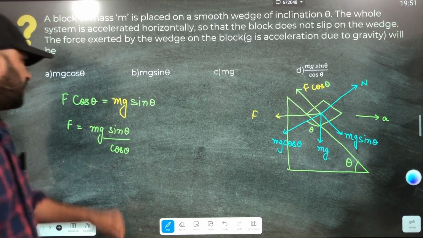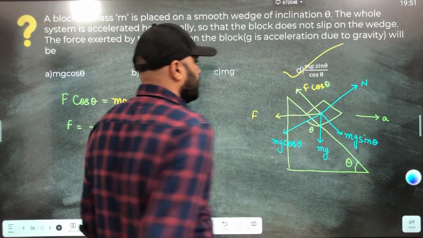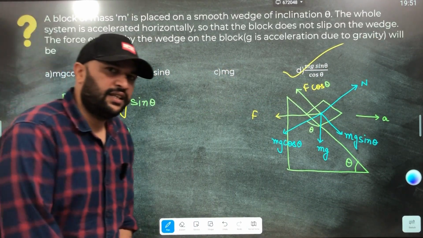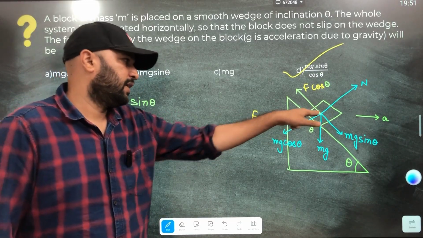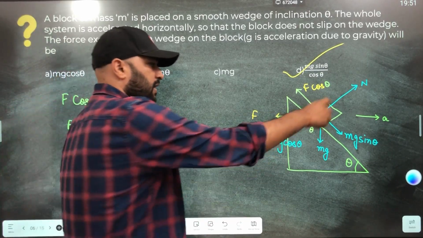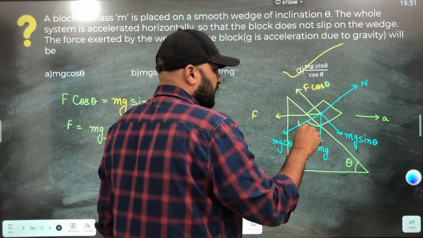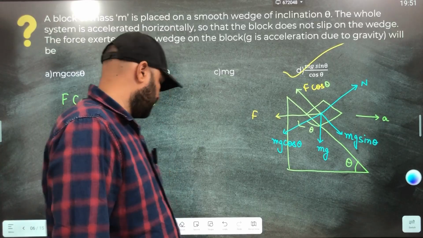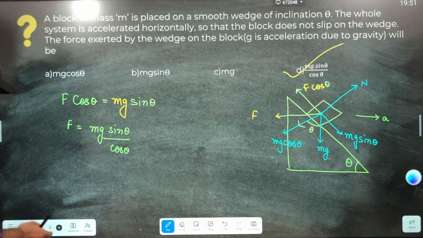So here they have given mg sin theta upon cos theta. That's our correct answer. Clear? So where did this F sin theta go? F sin theta will also go in this particular direction. So the normal reaction in this particular case will equalize two forces, mg cos theta and F sin theta. I hope this is clear. Okay, just to avoid any other confusion, let's see the next one.